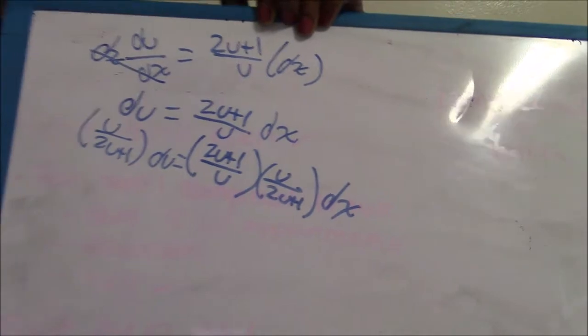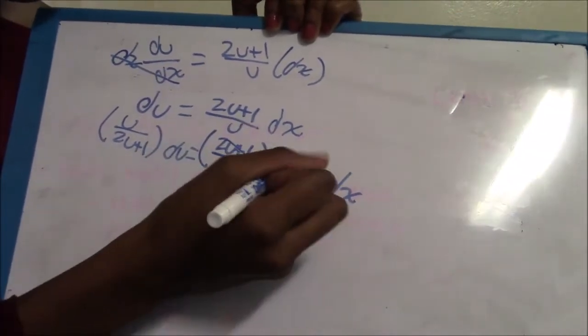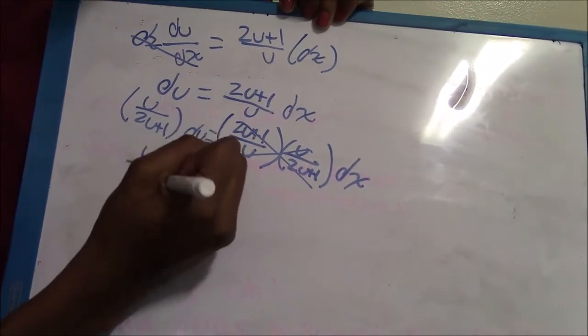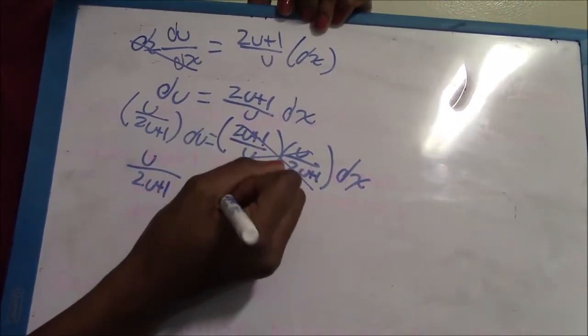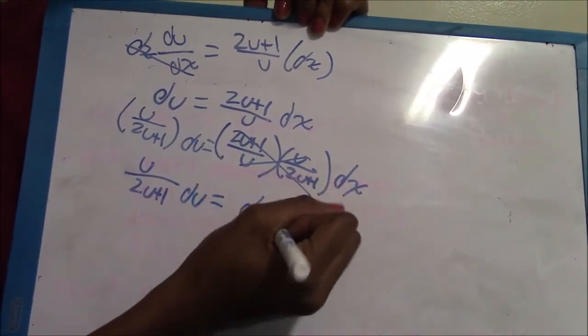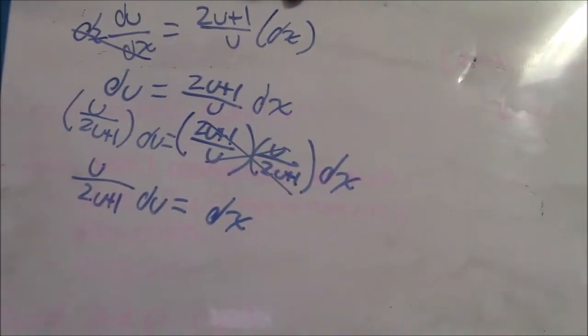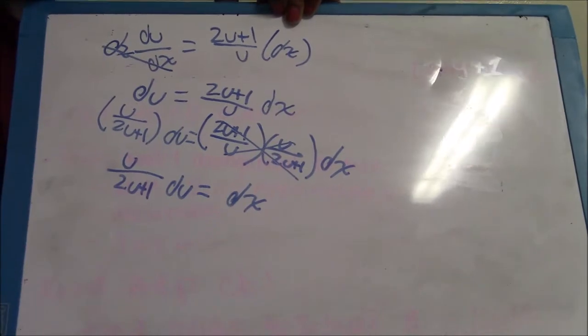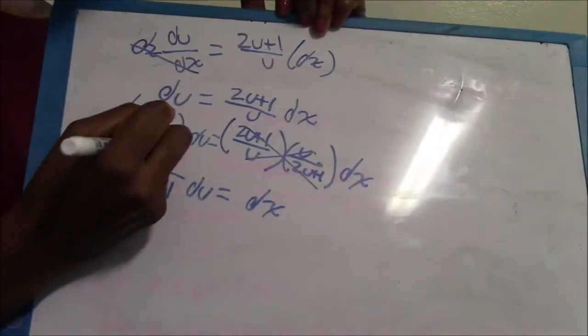So from here, we see that we can cancel, right? And we just end up with u over 2u plus 1 du equals dx. And now that we have our u's and x's on the sides that they're supposed to be on, we can go ahead and integrate.